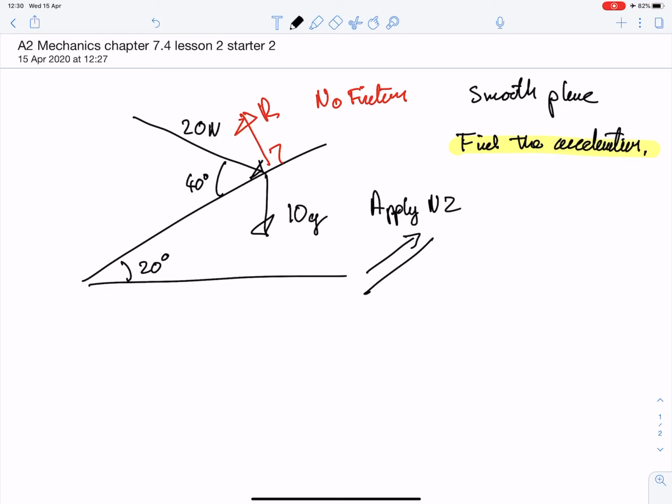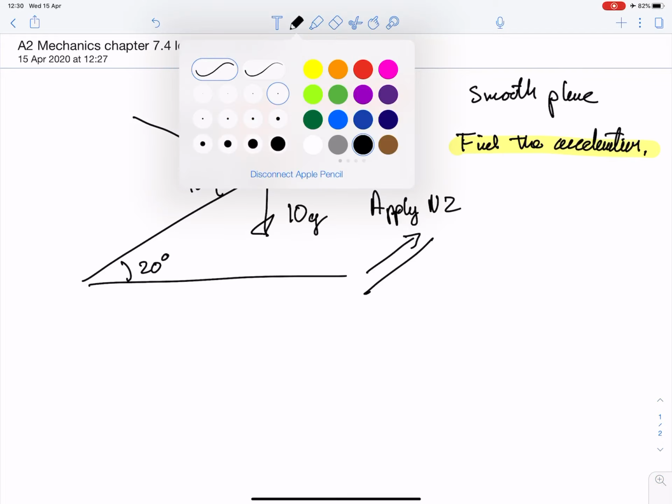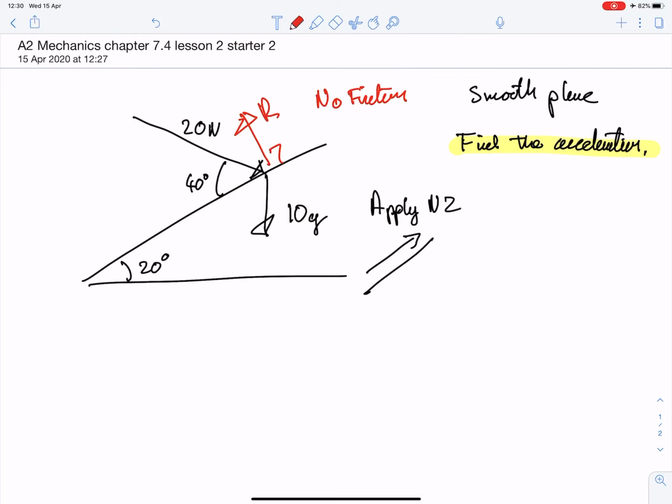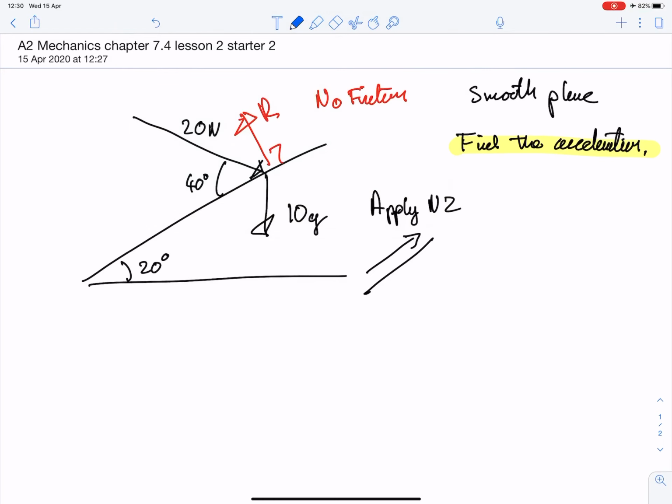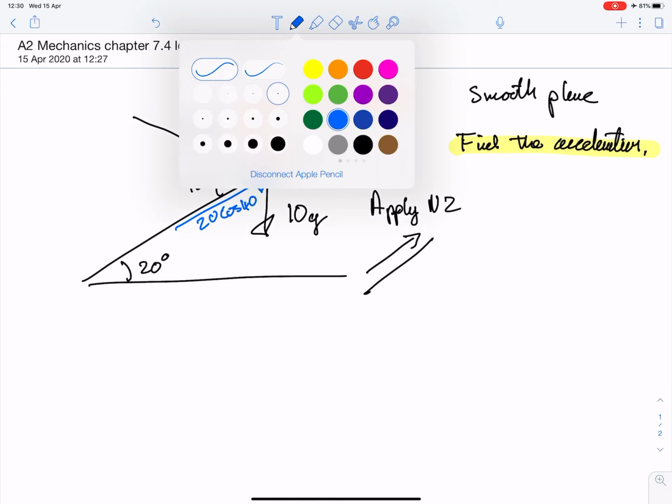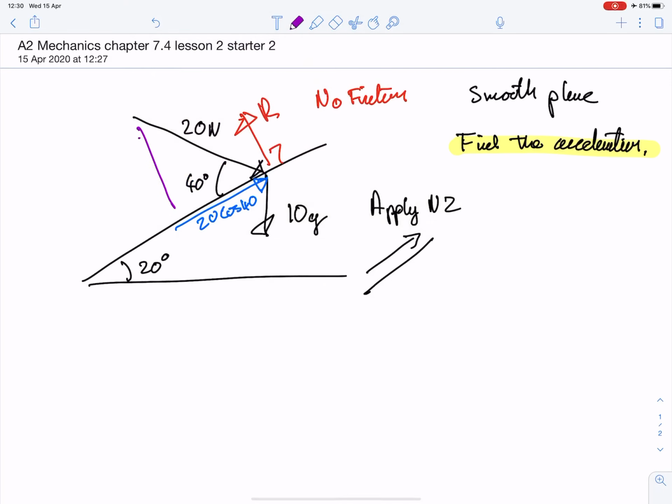To do that, we've got to break our force of 20 newtons down into its components. So we've got a component parallel to the plane, which is 20 cos 40, and perpendicular to the plane, I've drawn that on in the wrong direction. These add up to create the hypotenuse. We've got 20 sin 40 opposite the known angle.